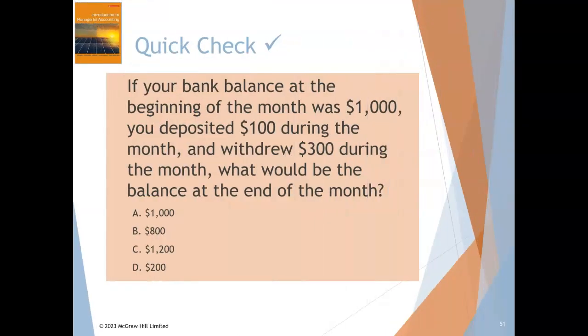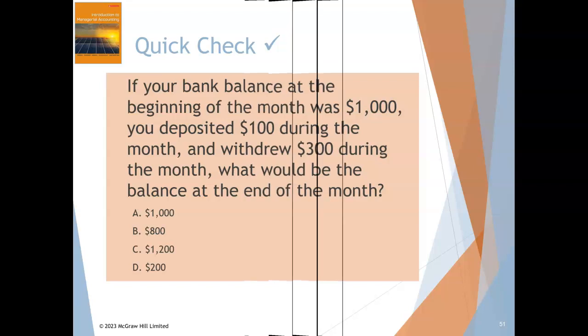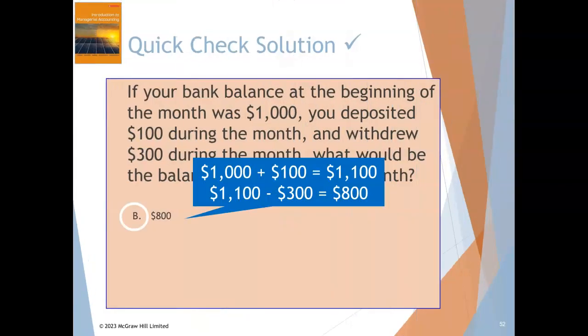Quick check. If your bank balance at the beginning of the month was $1,000, you deposited $100 during the month and withdrew $300 during the month, what would be the balance at the end of the month? A, $1,000, B, $800, C, $1,200, D, $200. The answer is B, $800. So it's the 1,000 plus the 100, and then it's the 1,100 minus the 300.